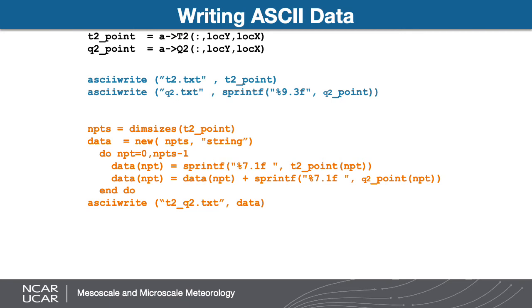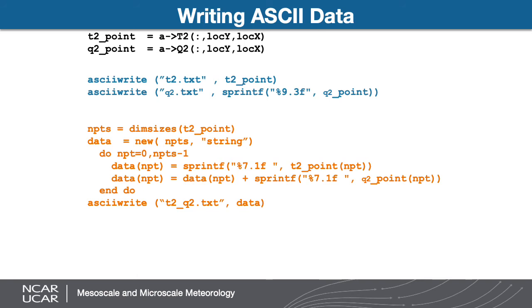Now we're going to talk about writing out your ASCII data. So say you have T2 and Q2 at a point, and you want to write them out to an ASCII file. So it's really easy just to write one variable to a file. So you can just use asciiwrite. You can name it t2.txt, and you're like, I just want to put T2_point in here. You can also do that by specifying how you want that variable to be written. So here it's kind of like Fortran, you type 9.3f, so floating point number with three decimal points. And you're going to write out Q2 point.